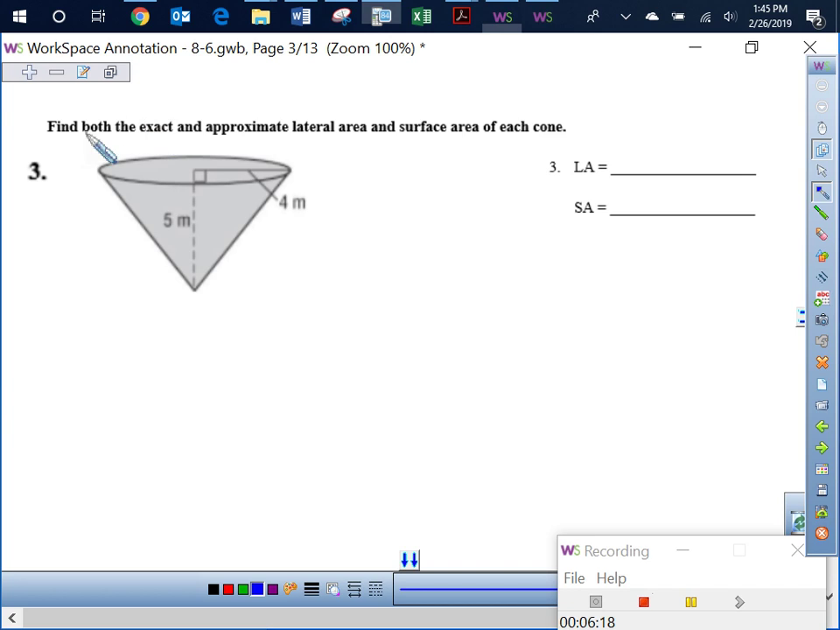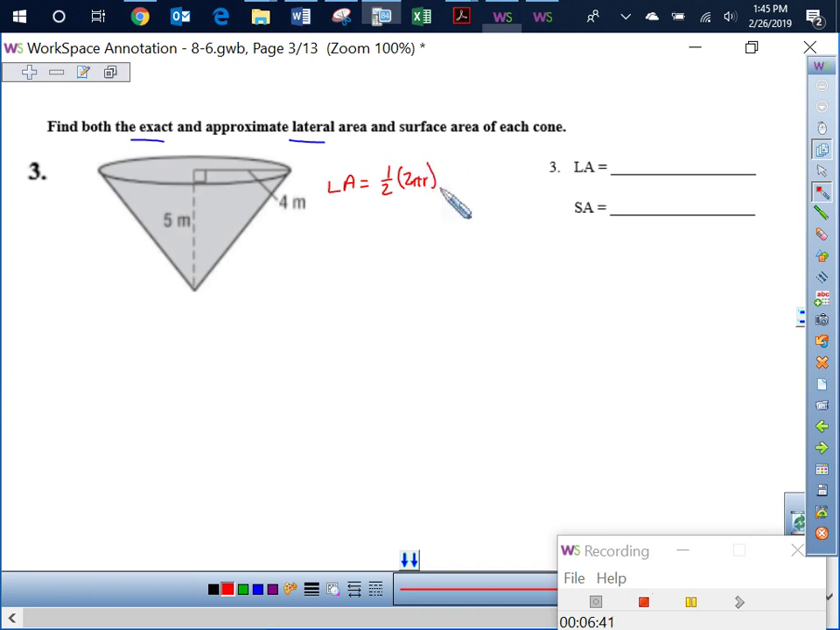Let's check this guy. Find both the exact and approximate lateral area and surface area of each cone. Sweet. So it's a cone. They want the lateral area. If we check out the formula card, it's kind of weird looking. It's 1/2 times 2 pi r, times the slant height.